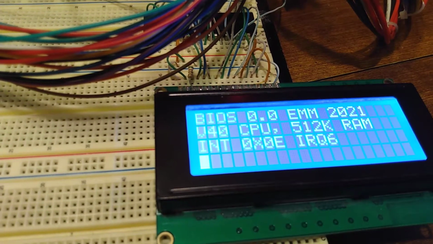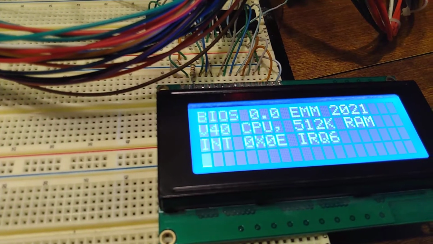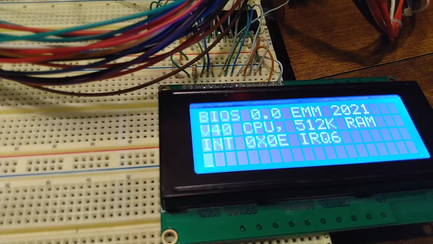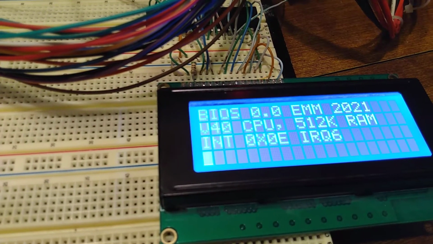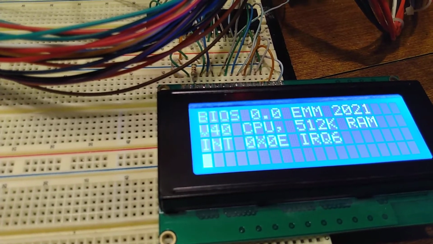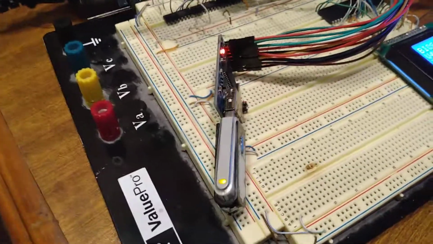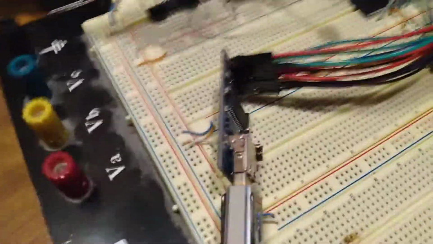and it shows that interrupt 0E, IRQ6, was triggered. It just happens to be a coincidence that the interrupt is the same as the port there. But you can see the hard drive did mount. Let me show you this again, looking at the drive.